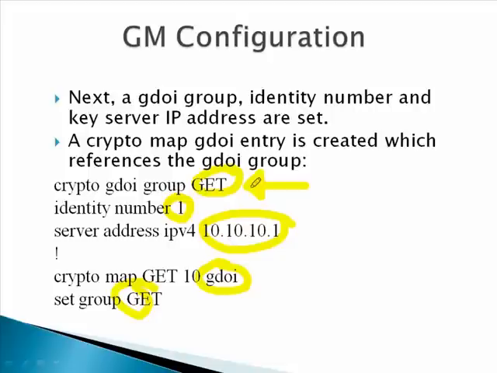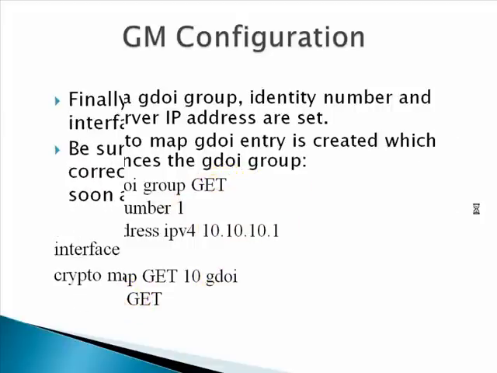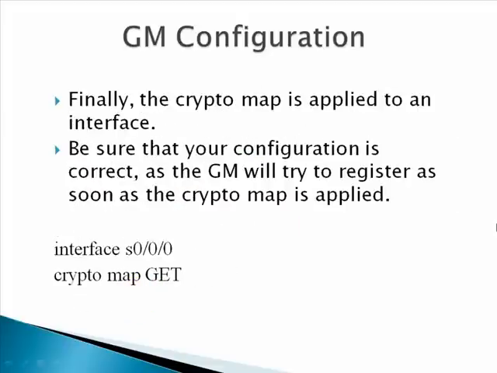Once I have that, like a regular crypto map, I've got to apply it to an interface. So that's what we do in the next section here. Go to whatever interface you're going to have reachability with the key server with, and simply apply it just like you would any other crypto map, get in this case. As soon as you type that in and hit enter, it will attempt to register with the key server.